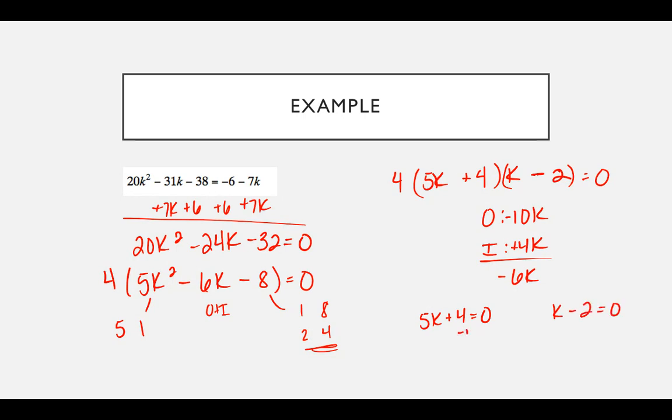Over here, you're going to subtract the 4 and divide by 5. So we get negative 4/5. And then over here, just adding the 2, we get k equals 2.